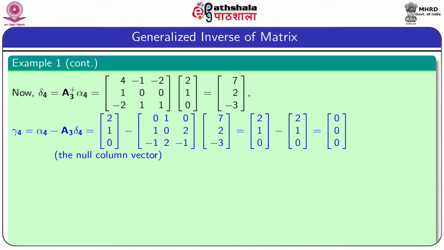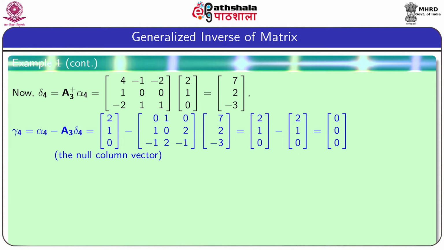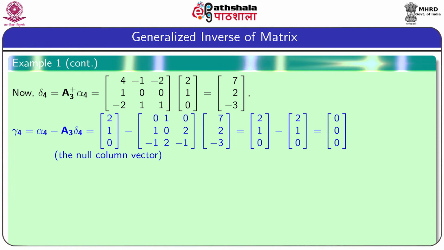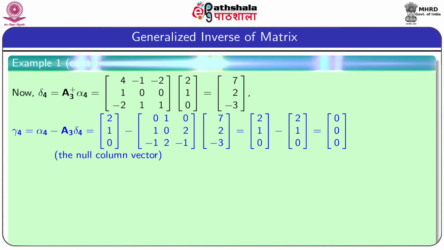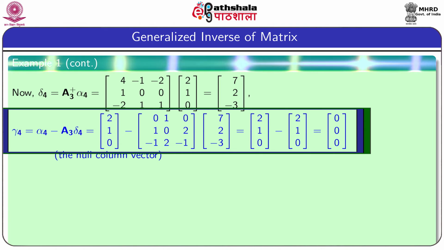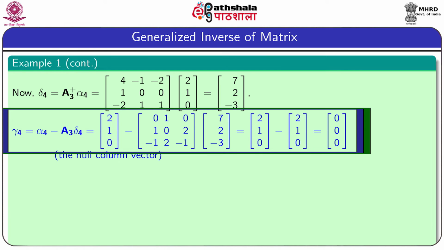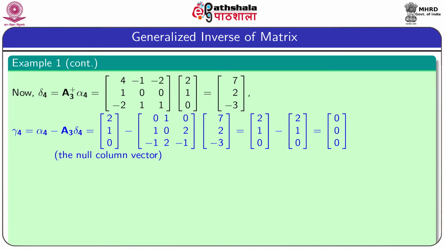Now we go to the last stage, the fourth stage. Here we calculate the vector delta 4, which is equal to A3 plus into alpha 4. After simplification, this vector becomes 7, 2, minus 3, and the vector gamma 4 equals alpha 4 minus A3 into delta 4. After simplification, it reduces to a null column vector 0, 0, 0.